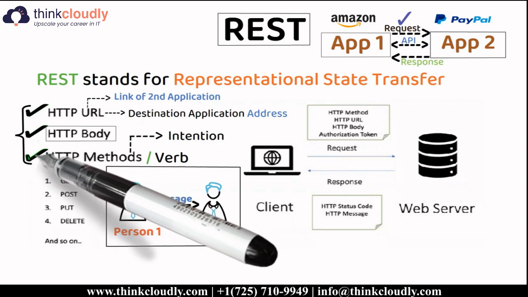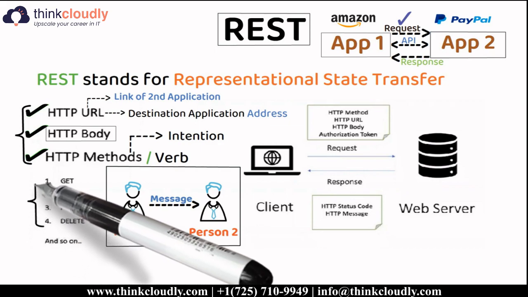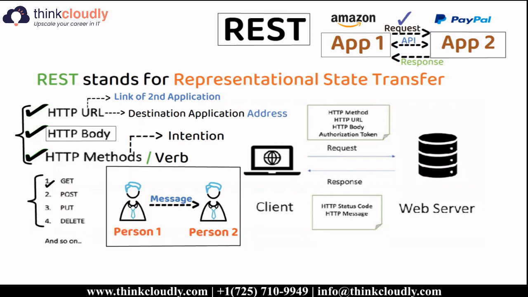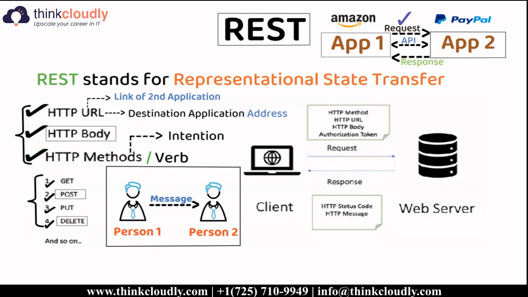And method specifies what action needs to be performed. Let's say there are various methods, but there are primarily 4 methods: get, post, put, delete. Let's say if you choose delete, what will happen? That information from application 2 will be deleted. But Amazon is not trying to delete anything. It is trying to make the transaction. It is trying to deduct the money. So for that, you will use post. Post is actually used to tell application 2 that you have to perform a certain action.